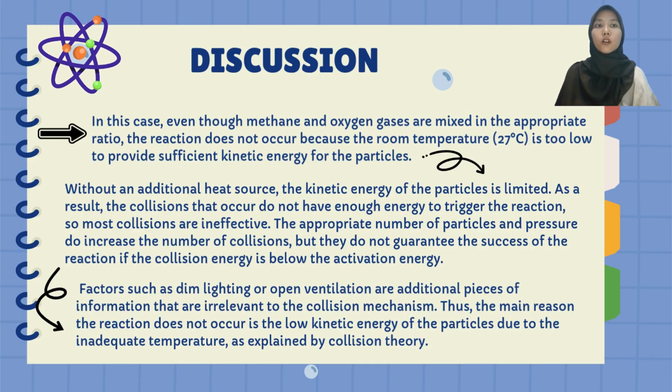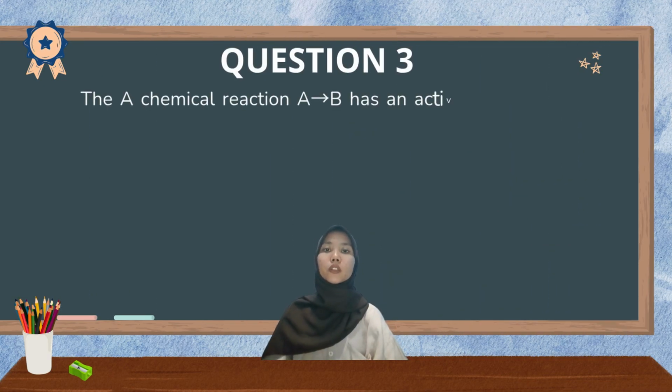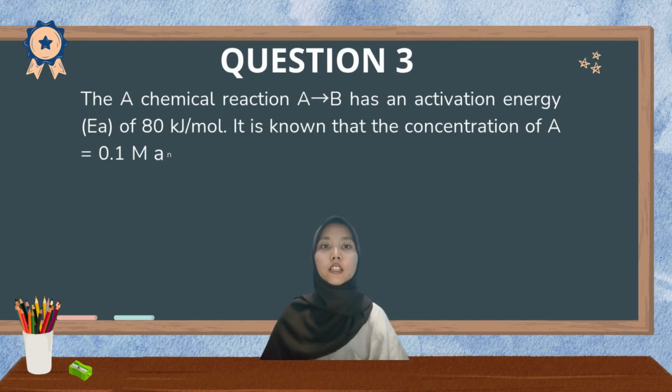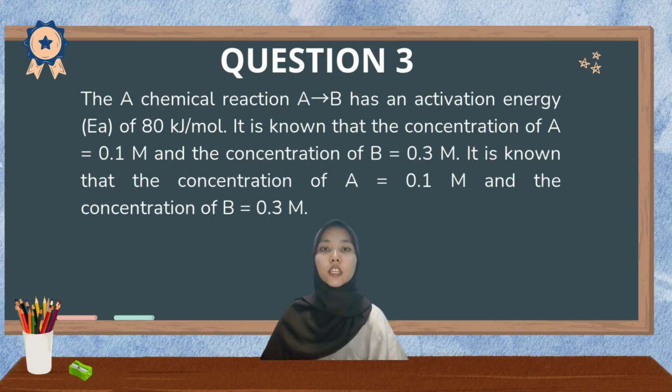Although the gases are in the correct ratio and pressure increases collisions, most are ineffective without enough energy to overcome the activation energy. External factors like dim lighting or ventilation are irrelevant. The main reason the reaction fails is the low temperature, which limits particle energy and prevents effective collisions. Next is question 3. The question is about using collision theory to prove how many times the reaction rate increases when the temperature goes from 300 Kelvin to 320 Kelvin.